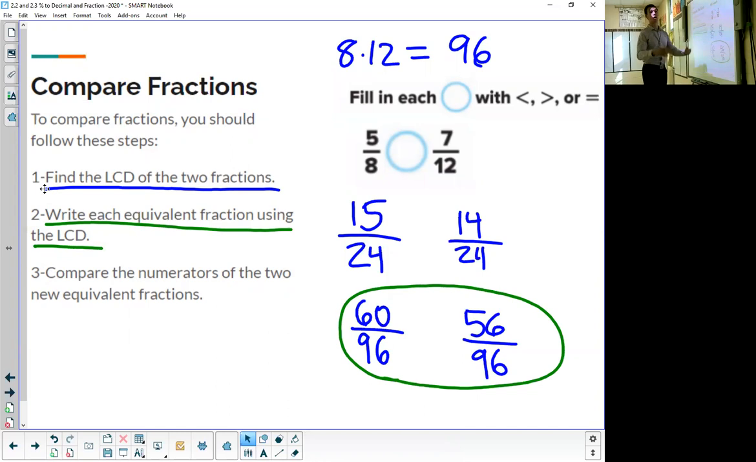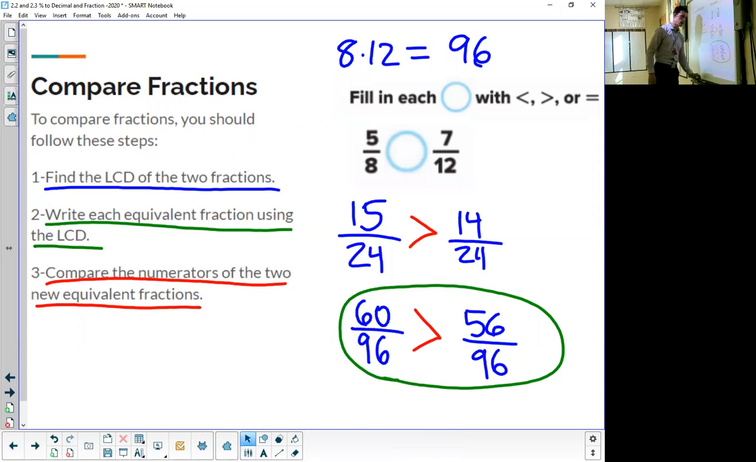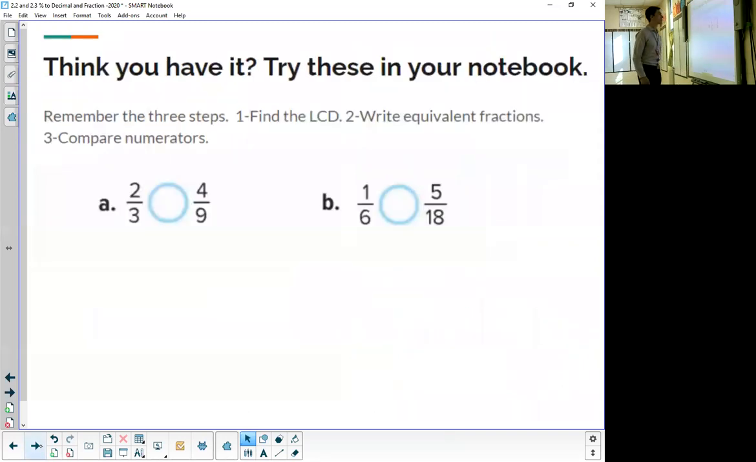And then step 3, we are comparing them. After all, that is what we are doing in today's lesson. We are comparing the numerators of the two new equations. And what we notice is 15 is greater than 14. And likewise, with the same fraction, saying it's equivalent, we see that 60 is greater than 56. So there's two ways we can solve this, and I think whichever way is most convenient is best.